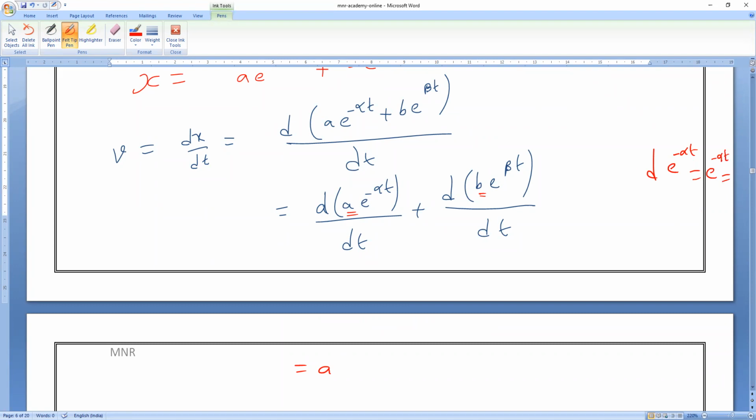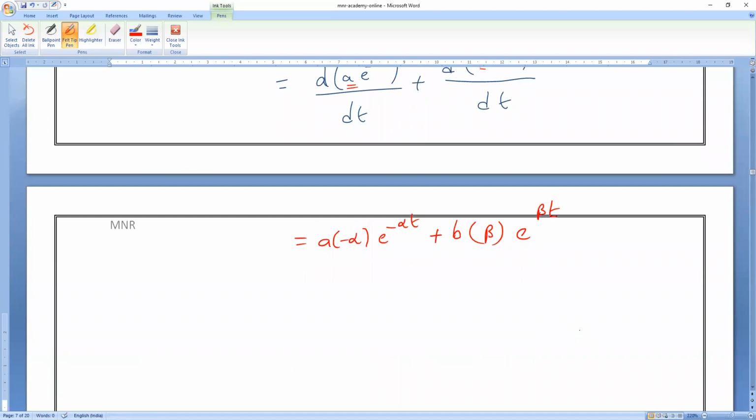Yes, sir. And we have to apply again for this one, the differentiation of alpha t. So A into what will come? Minus alpha into e power minus alpha t. Is it right, Rudreshwar? Yes, sir. Next, plus b into beta into e power beta t. Is it right or wrong? Everybody, will you all accept it? One more thing is missing. Can you tell me what it is? Differentiation.